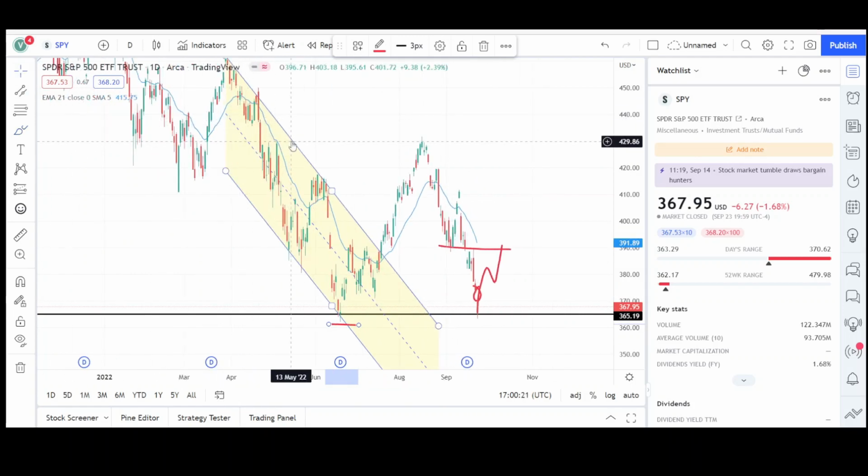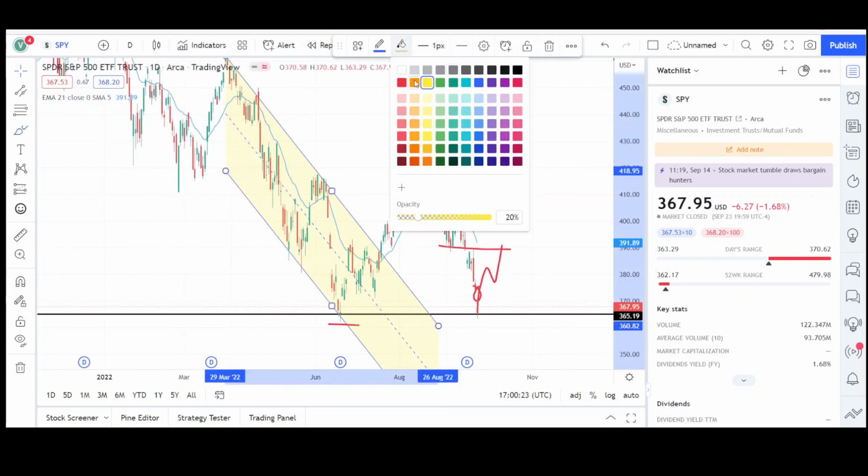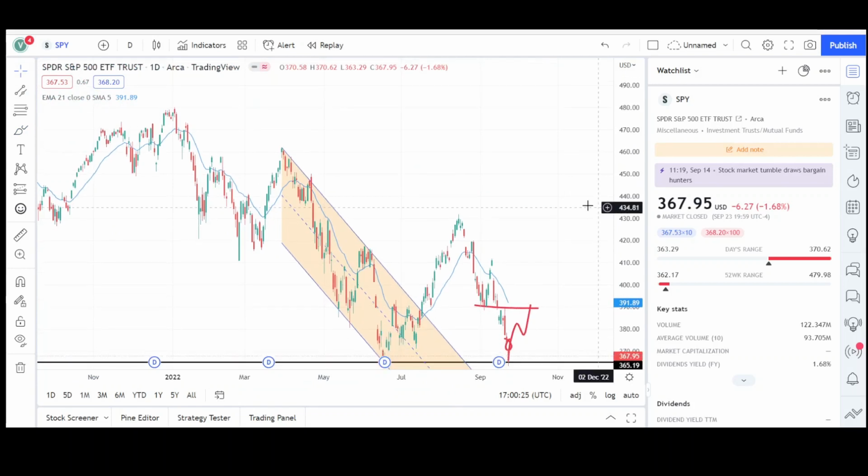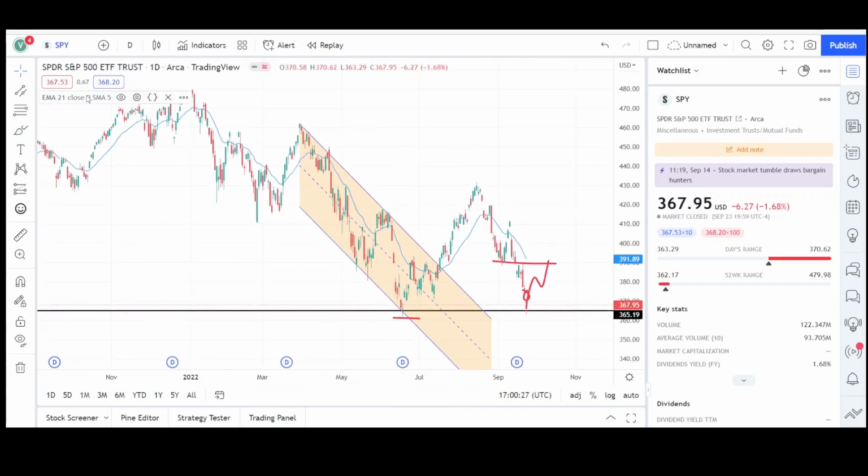Let's go ahead and change the color of this channel. Make it orange. And overall, I'll show you guys this channel, the major pattern that looks like prices are respecting.